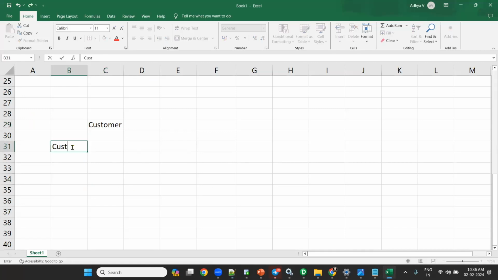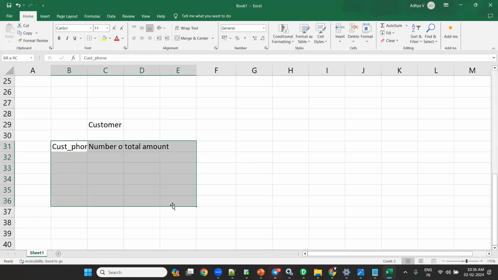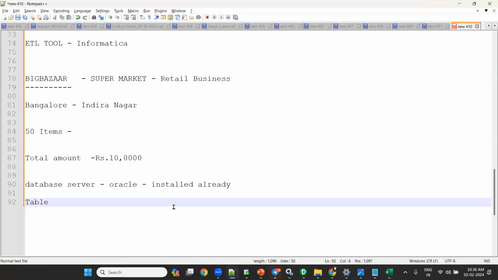In that customer table, the phone number is stored. He will ask the phone number when you go to any supermarket. Then the products, number of products purchased, and total amount. All these things will be stored in a table in the Oracle database internally. So when the cashier enters the customer's data, it will be stored in a table in the database in Big Bazaar.